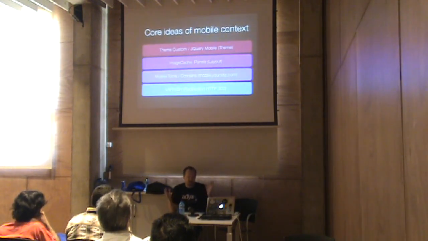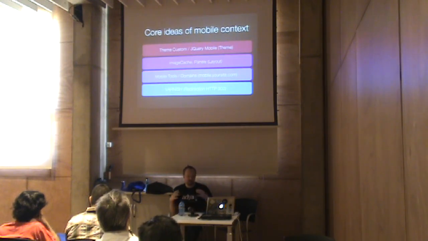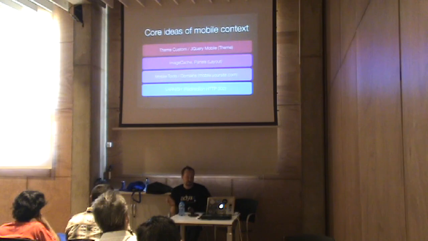So those are the main ideas. You have Varnish redirection, for example, Mobile Tools or Domain Access to adapt all your websites. With Mobile Tools or Domain Access, you will switch your context. You will also adapt your ImageCache presets, Panels, and layout, and at the end you have your custom theme, or you're using the jQuery Mobile theme. It's much faster.